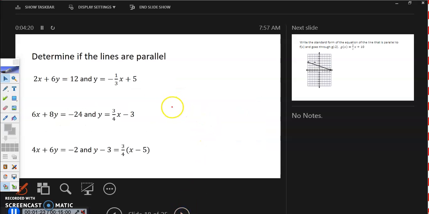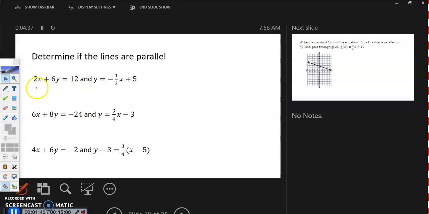All right, now we're going to determine if these lines are parallel very quickly. We need to find the slopes of both lines and then compare to see if they're the same. If they're the same, then we can say the lines are parallel. If they're not the same, then the lines are not parallel.